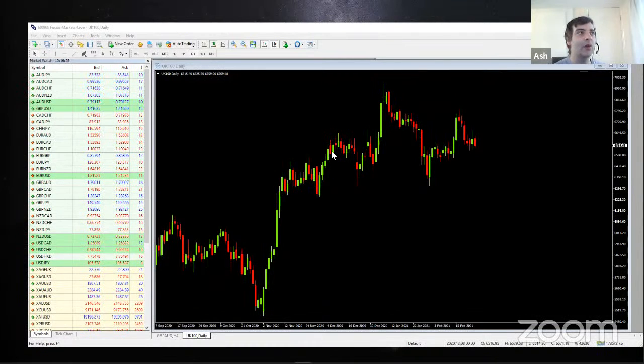Interesting price action, mate. On some of these, I really want to get the Russell 2000. That's the one I'm really after. If I can buy the Russell, then I will.